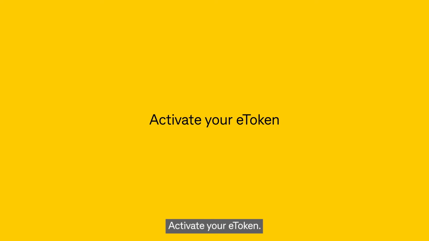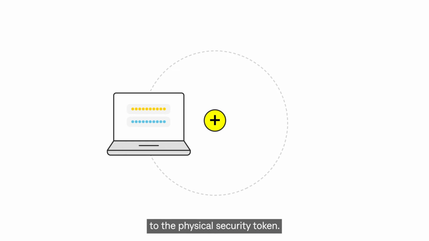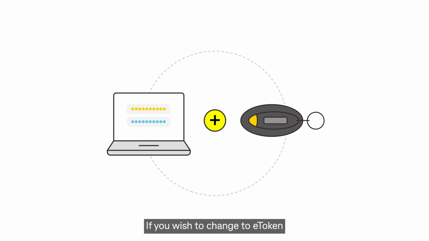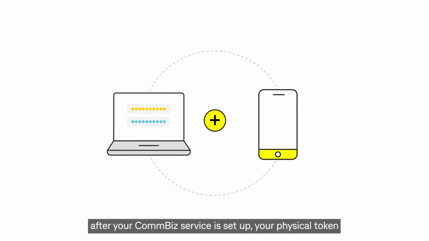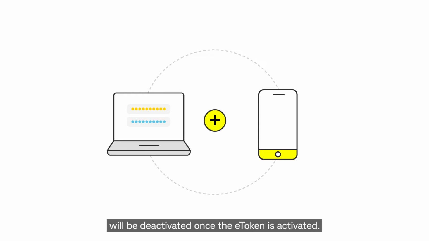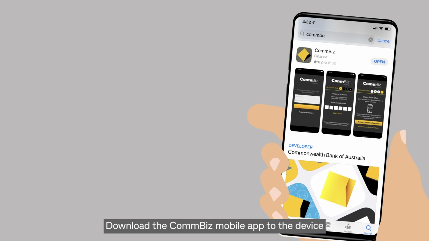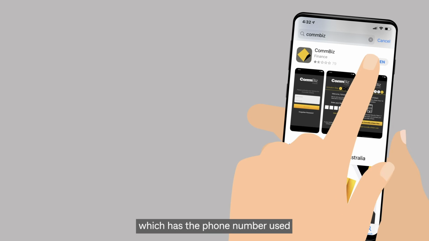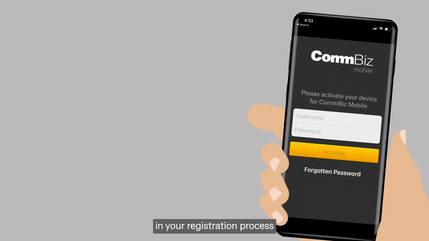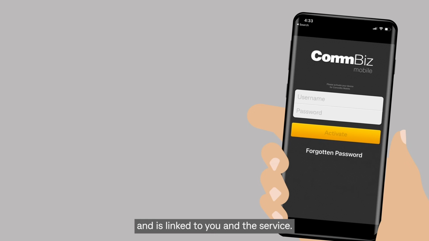Activate your e-token. CommBiz e-token is the digital alternative to the physical security token. If you wish to change to e-token after your CommBiz service is set up, your physical token will be deactivated once the e-token is activated. Download the CommBiz mobile app to the device which has the phone number used in your registration process and is linked to you and the service.